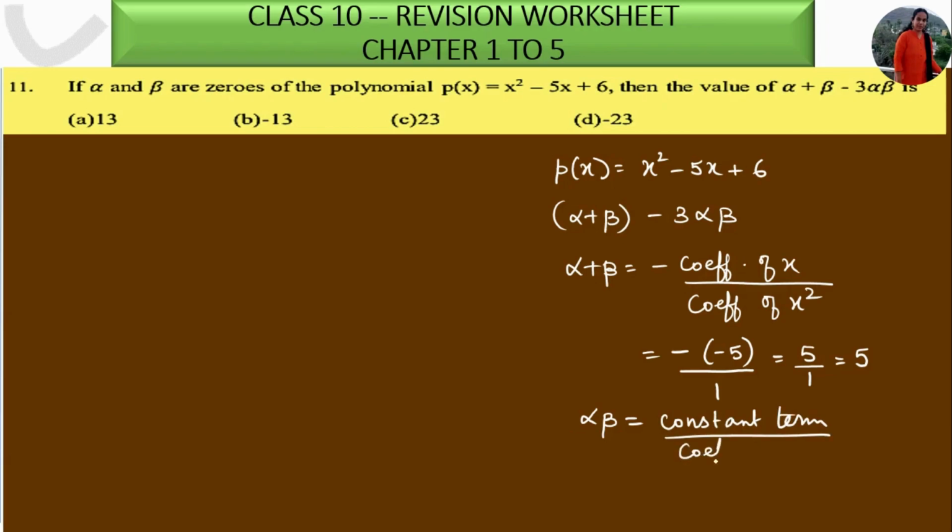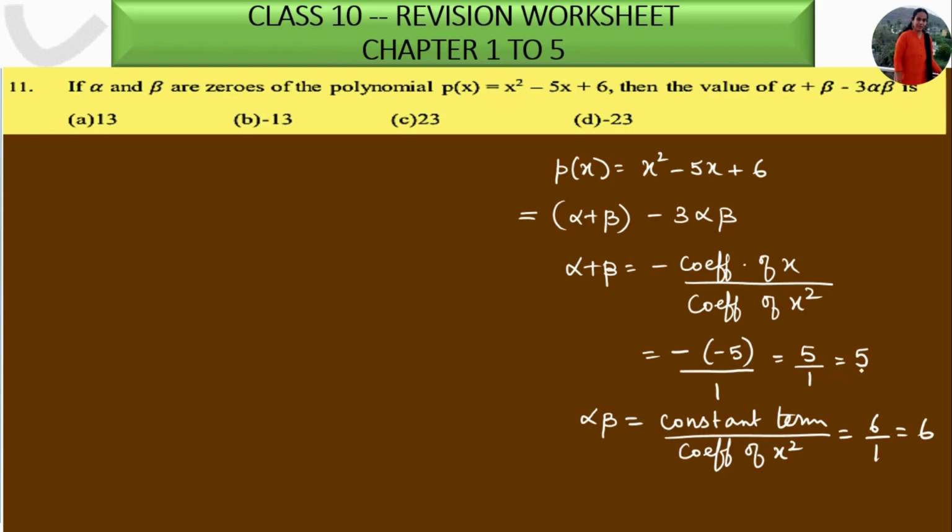Constant term divided by coefficient of x square. So what is the constant term? Constant term is 6. So 6 divided by coefficient of x square, which is 1. So 6 divided by 1 is 6. Now we have to find out alpha plus beta minus 3 alpha beta.